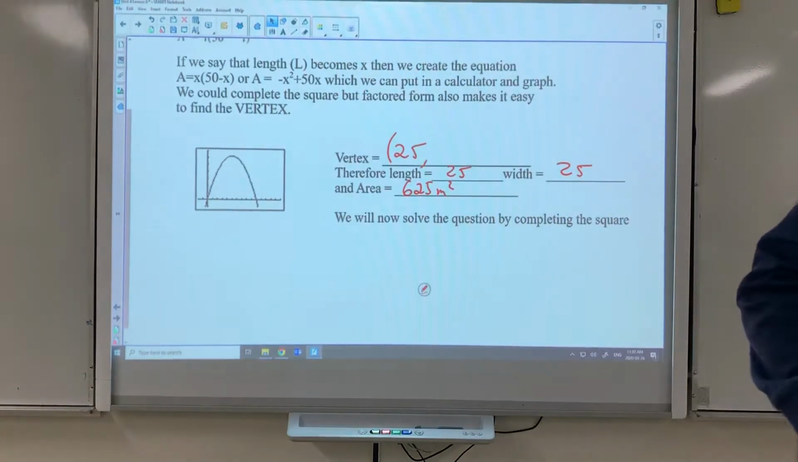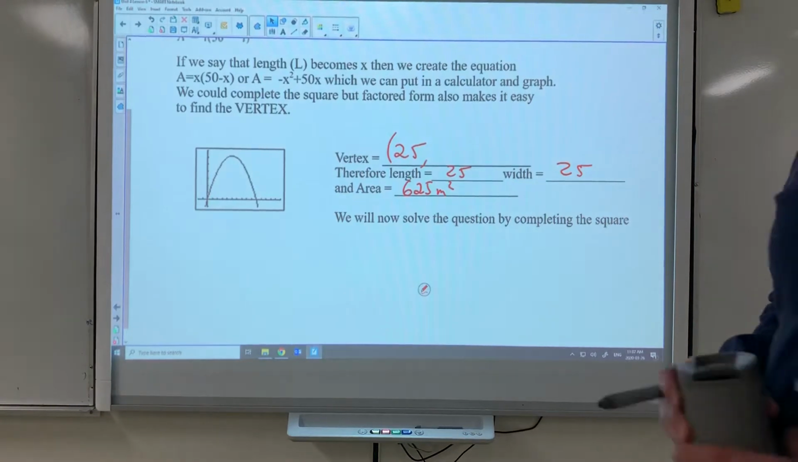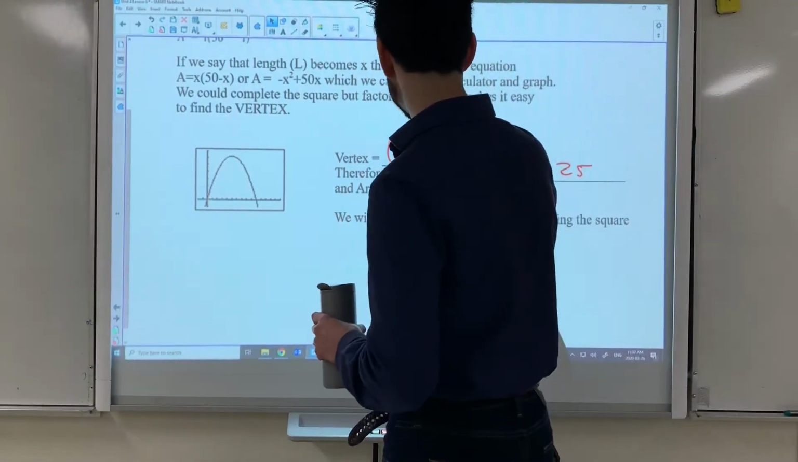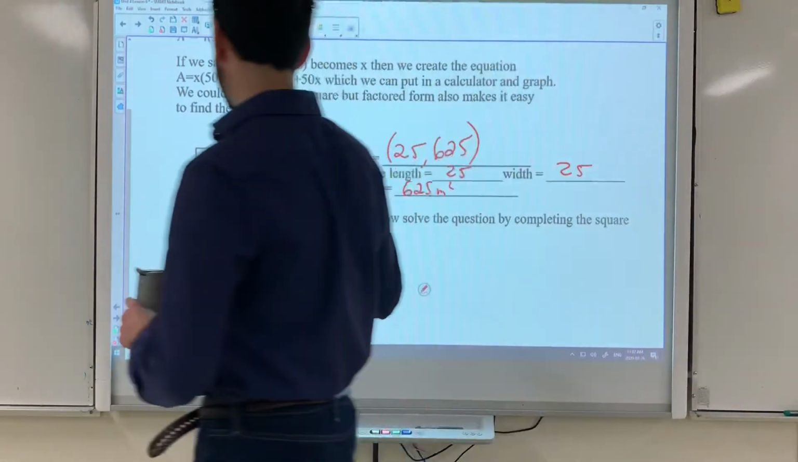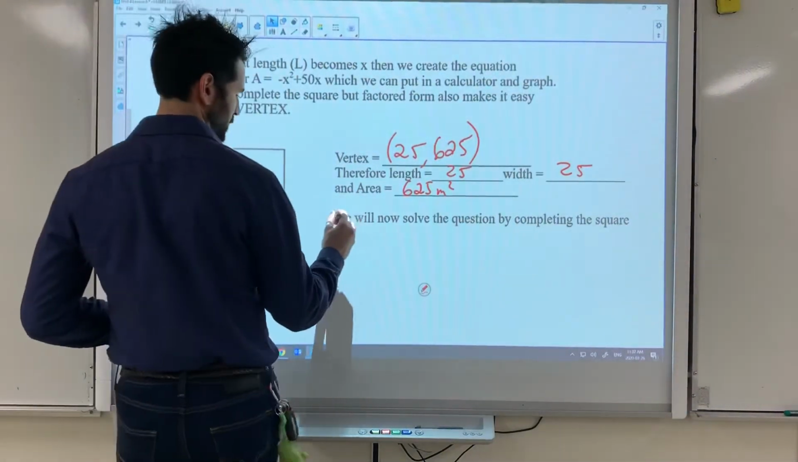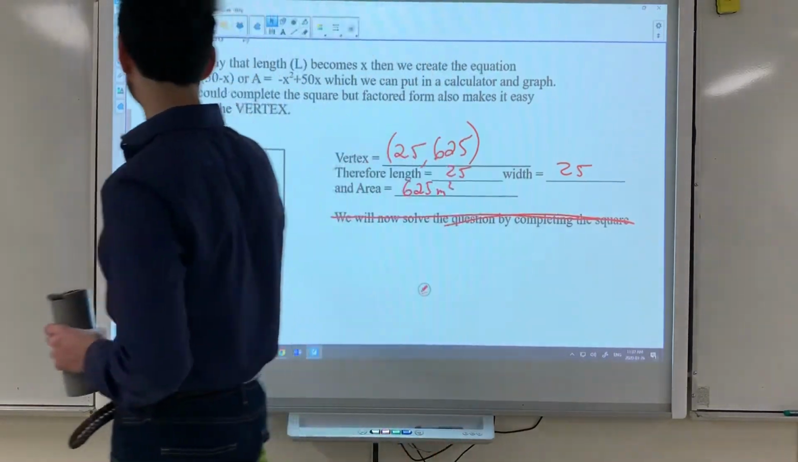Yes, yes, yes. So that would be what goes over here. Wonderful. Okay, so we did it. We didn't have to complete the square. I found a better way of doing it.